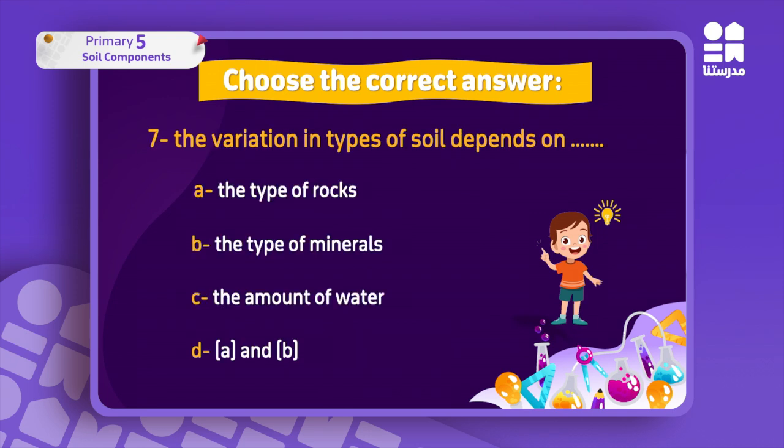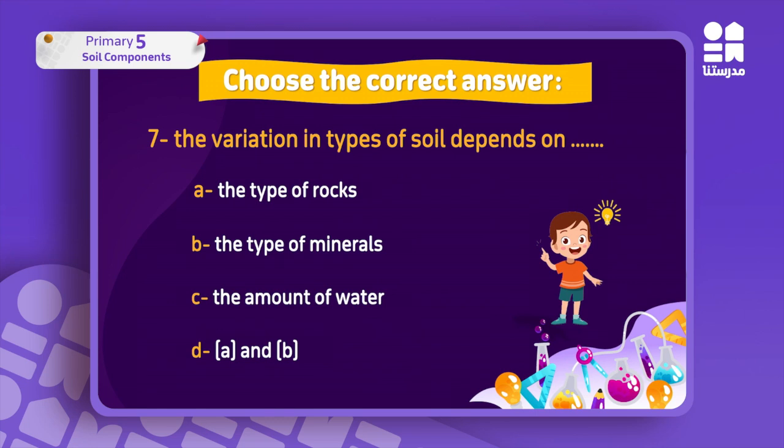Number 7, the variation in types of soil depends on types of rocks, types of minerals, or the amount of water inside the soil, or A and B? Who knows? I know that all of you like to choose A and B or all previous. It's a correct answer, but why? Because the amount of water differs in the same soil from time to time.